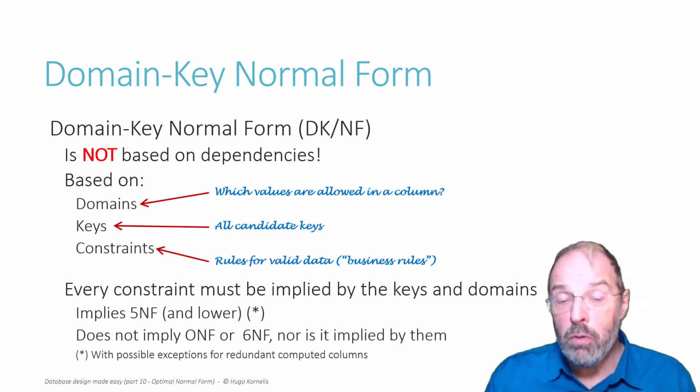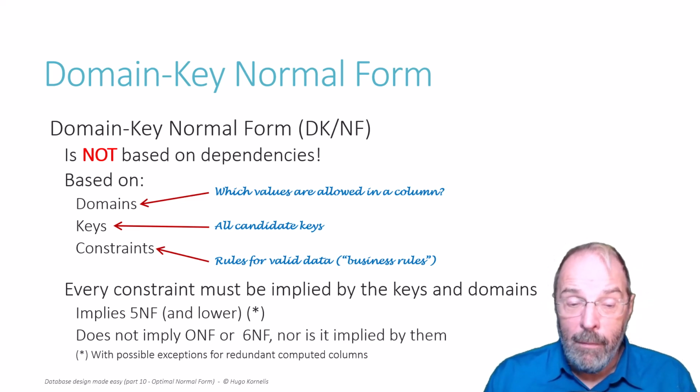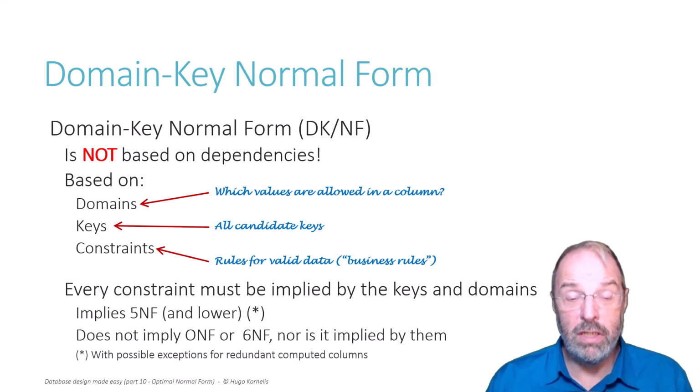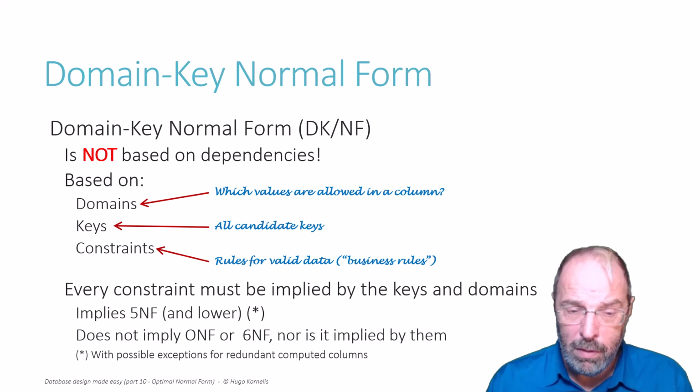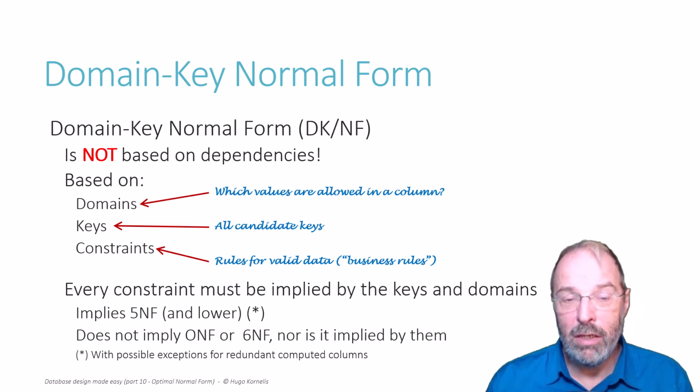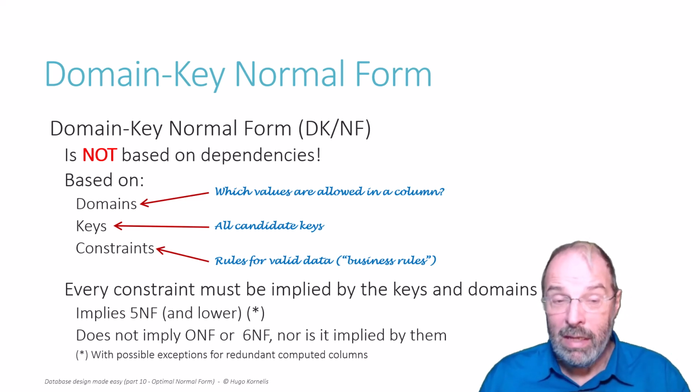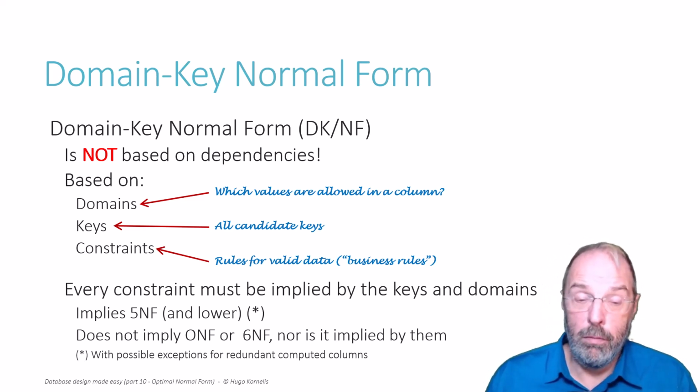However, it's also not the other way around. Optimal normal form and sixth normal form do not imply domain key normal form. In other words, a design can be in sixth normal form and still not be in domain key normal form, whereas another design can be in domain key normal form and not be in sixth normal form.